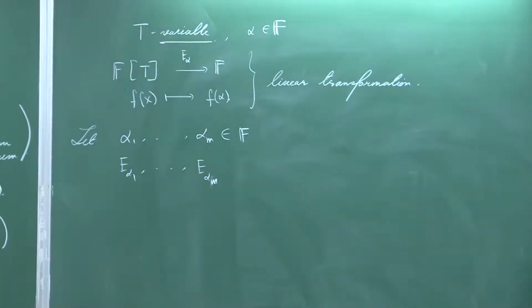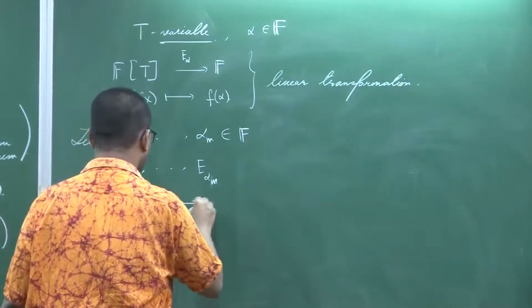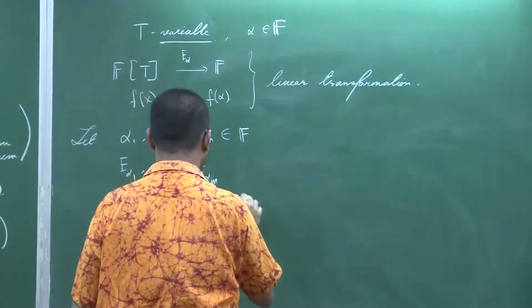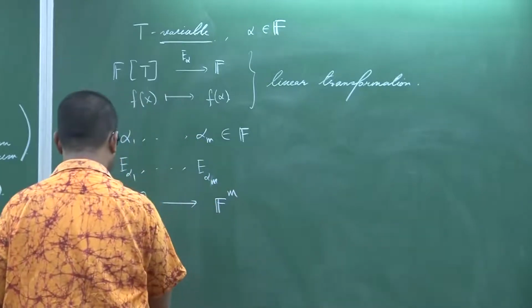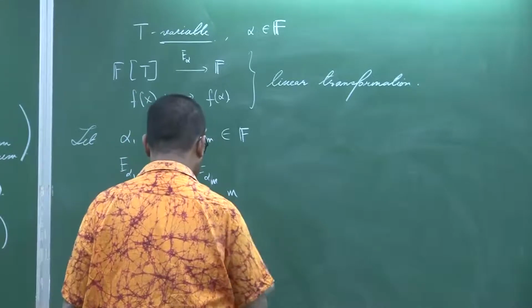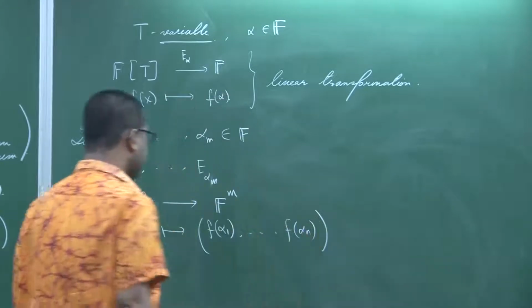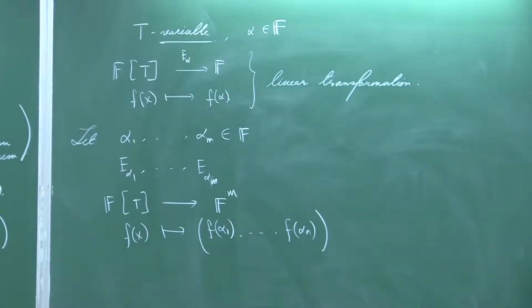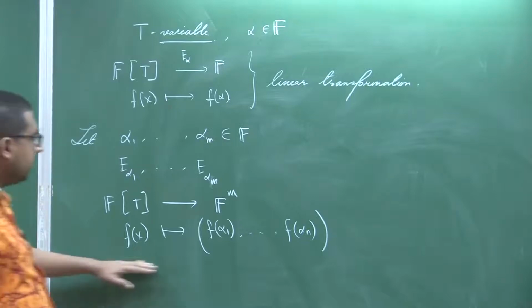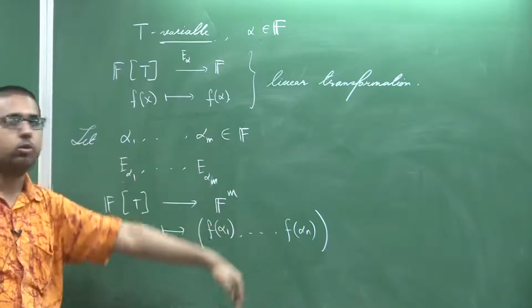Now, what I want to do is, from F to the power m, I will define a map. A typical x will be sent to f of alpha 1, up to f of alpha m. You can see, exactly in the same way, this is also a linear transformation, right. So the same kind of argument goes here as well.